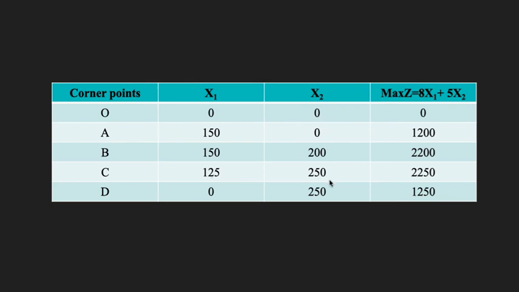Now say for example, if the company is producing two products, product x1 and product x2, in order to maximize the profit, they should produce at least 125 units of x1 and 250 units of x2. At this production of these two products, it will fetch them a profit of 2250 rupees. And hence we say the optimal solution at point C is x1 is equal to 125 and x2 is equal to 250, right?